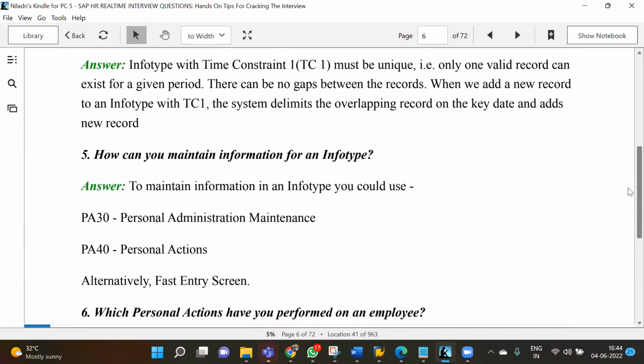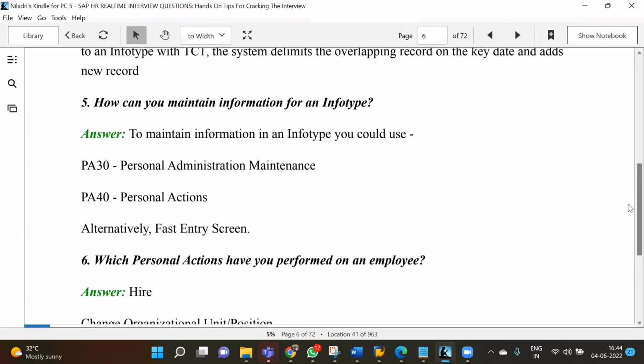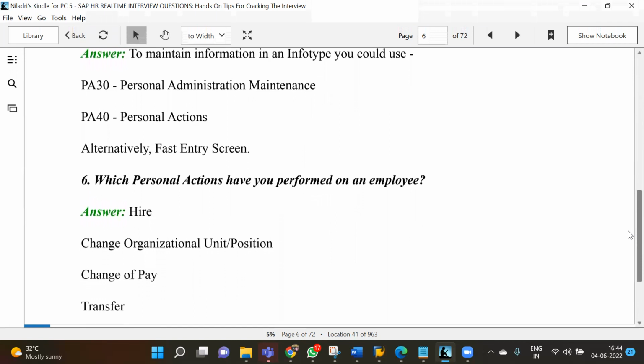Then how can you maintain information for an info type? Okay, so this is again a master data related question. So in your HR master data, PA30, PA40 transaction. So how do you maintain that? They have asked it here.